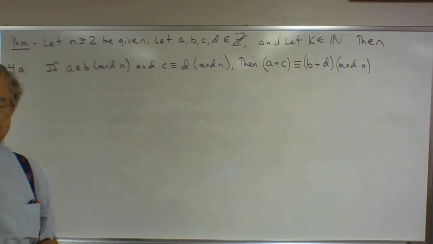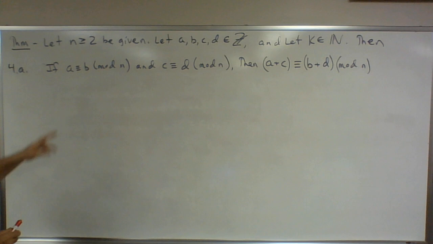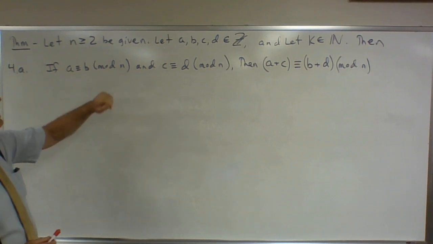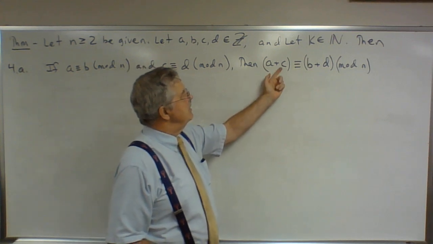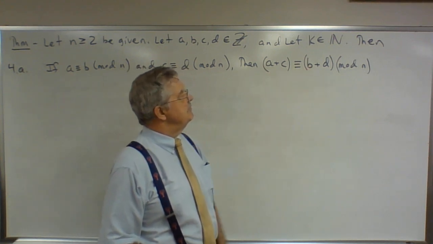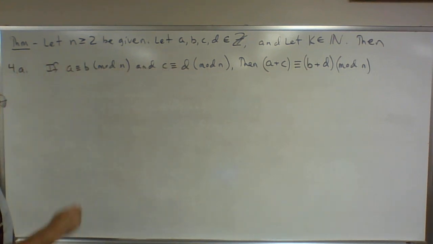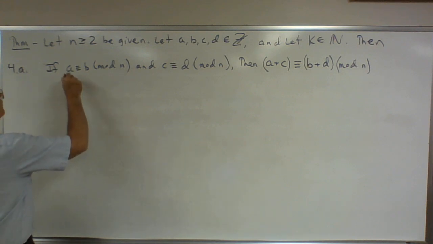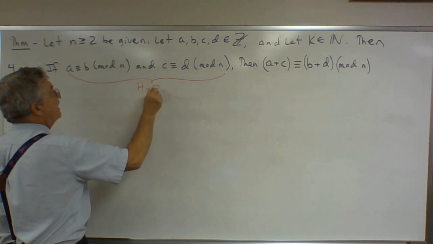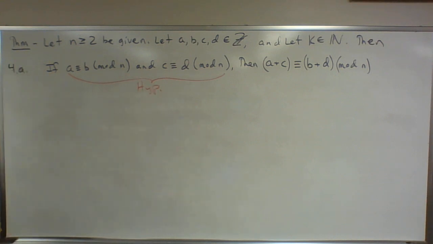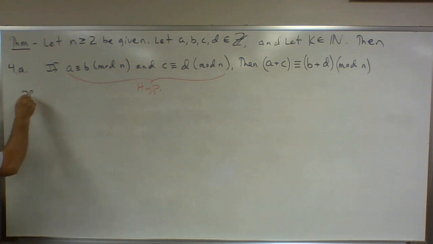4A, let's go for it. If A is congruent to B mod n and C is congruent to D mod n, then A plus C is congruent to B plus D mod n. And here is our hypothesis. So let's get this proof going.